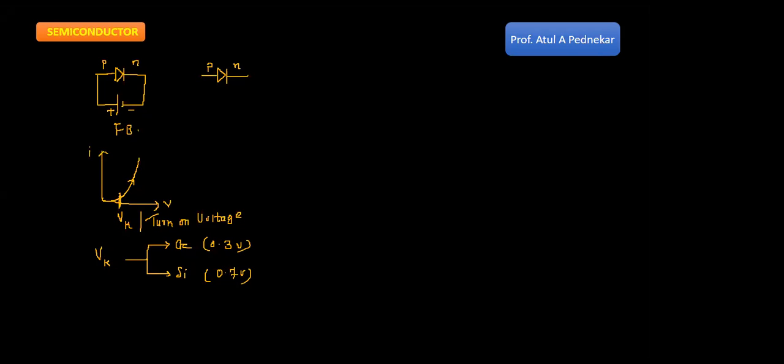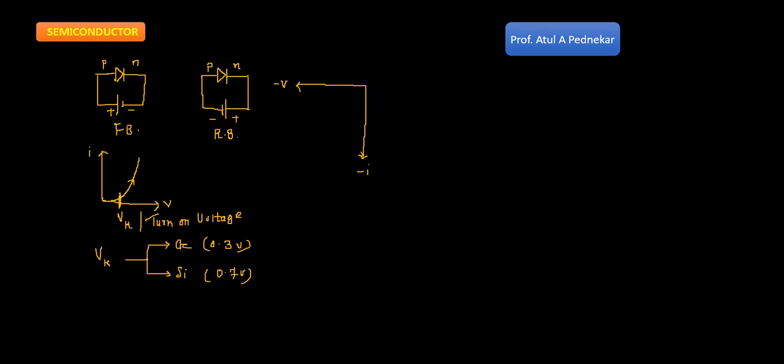Now what happens in reverse bias, we connect P side to the negative and we connect N side to the positive of the supply. So this is minus and this is plus. Okay, and this biasing is known as reverse bias. And if you plot the reverse characteristic, that means this is a reverse voltage minus V and this is the reverse current minus I.